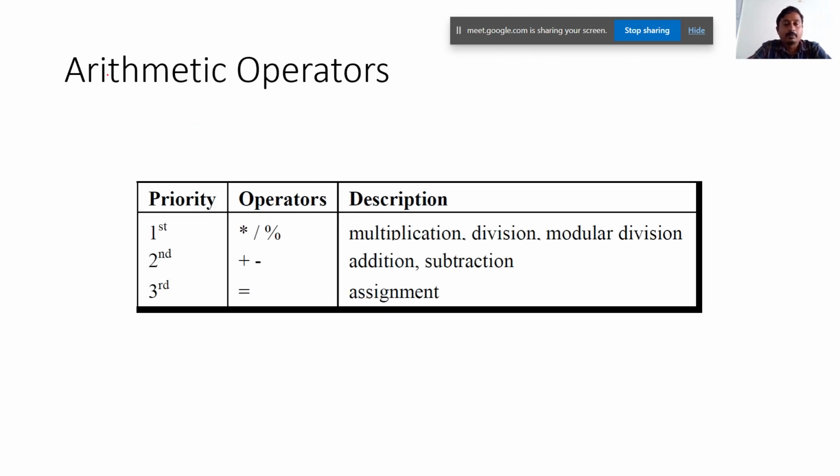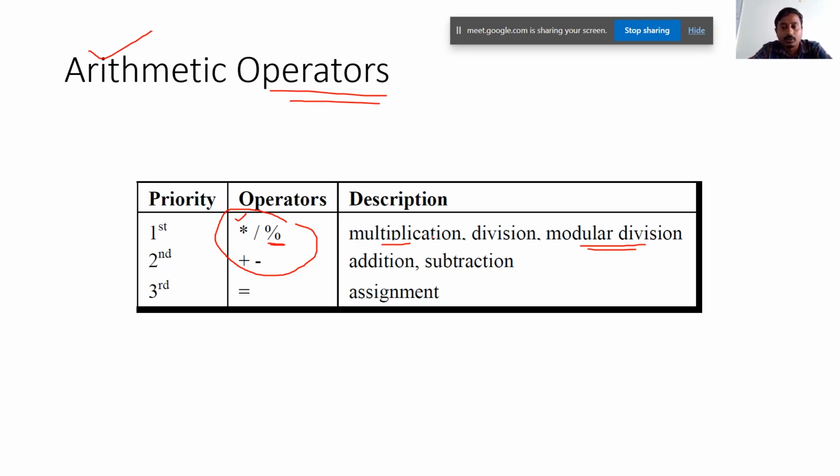Now there are multiple categories of operators, so we'll start with arithmetic operators. Okay, so it performs arithmetic operation. So we have total 5 operators for arithmetic. Now we are talking about C language. Later on we'll talk about Python language. So for multiplication we have this asterisk symbol, for division we have this slash symbol, and this is modular division symbol. This percent symbol represents modular division.